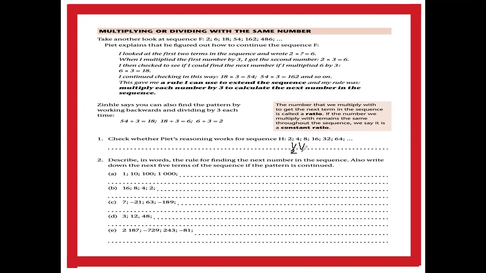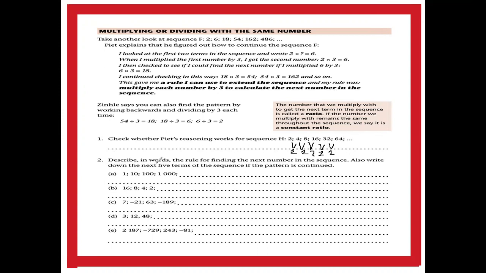4 times what will give us 8? 2. 8 times what will give us 16? 2. And then you can carry on checking them. 16 times 2 gives us 32. If we times 32 by 2, that will give us 64. So it's similar to sequence F, except now we are timesing by 2. So that means the next numbers would be 64 times 2, which would be 128, and then 256, and then 512.